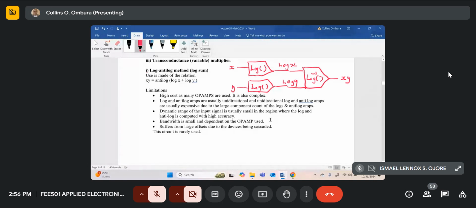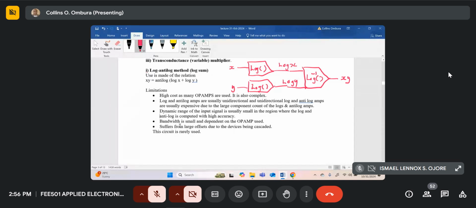And therefore the bandwidth will also be different. But since you've got so many op-amps cascaded, the bandwidth will tend to be small. So using op-amps, it's rare you'll find even an op-amp that can work up to, say, 50 megahertz using this technique.